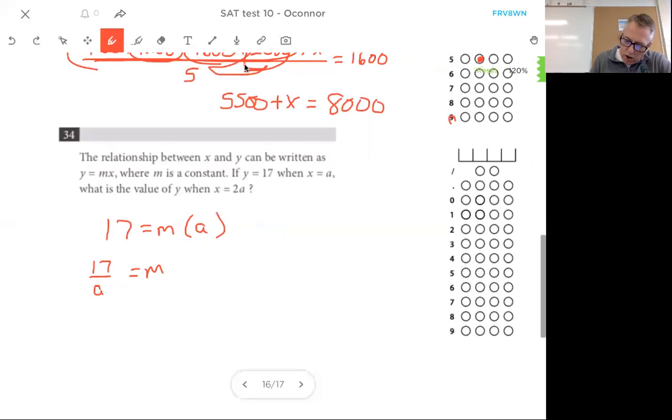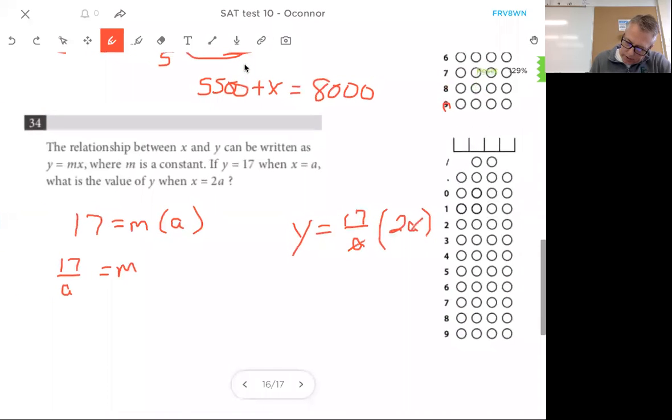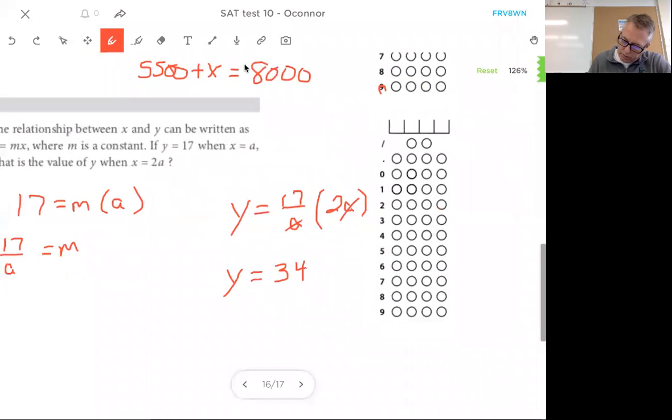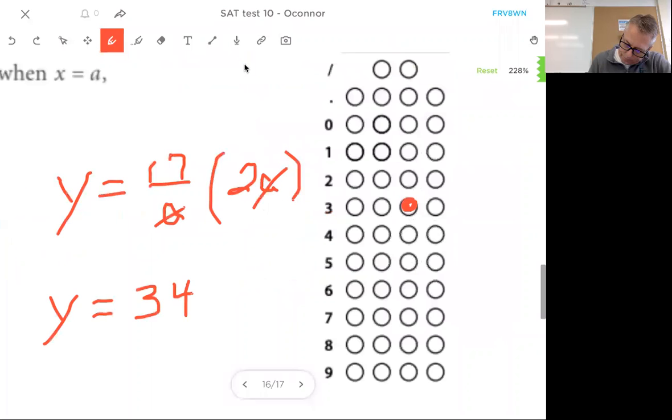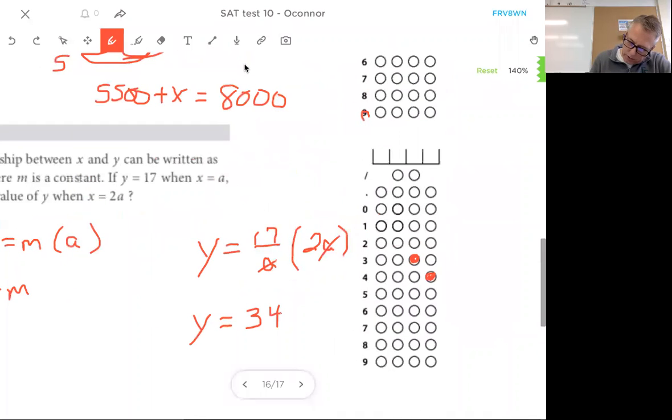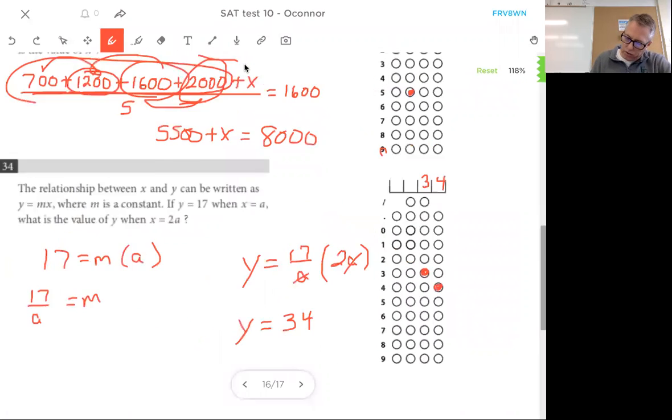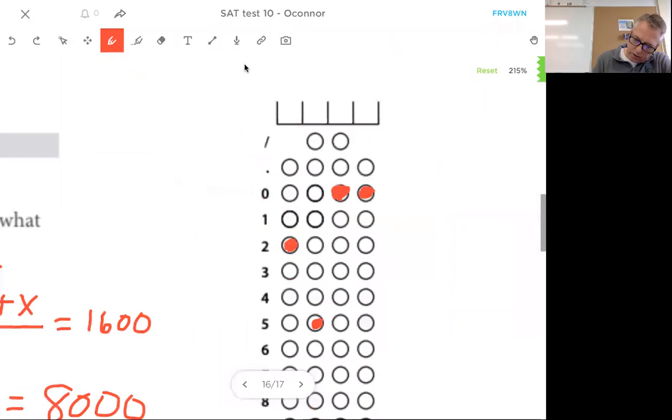It says, what is the value of y when x is 2a? So now I want to do y equals mx. I'm using this again. So my m is 17 over a times my x, which is 2a. I cancel those, and y is then 17 times 2, which is 34. Okay. And I should practice good habits here. I did not write in my number up here. We should definitely do that.